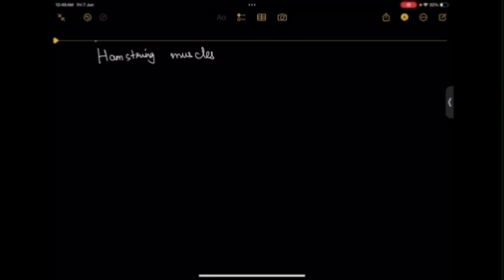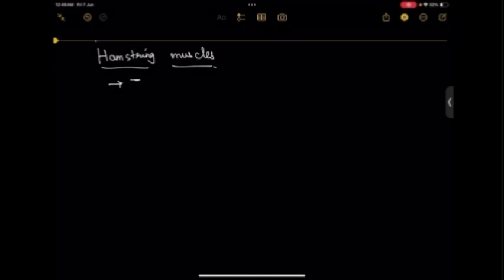So coming to the first topic of today, that is hamstring muscles. First of all, we have to know basically, since this is an absolutely prof-based video lecture, we are not going to go into too much detail. We are just going to cover the basic requirements of hamstring muscles. So what are the points that should be included? First of all, you have to know what the hamstring muscles are.